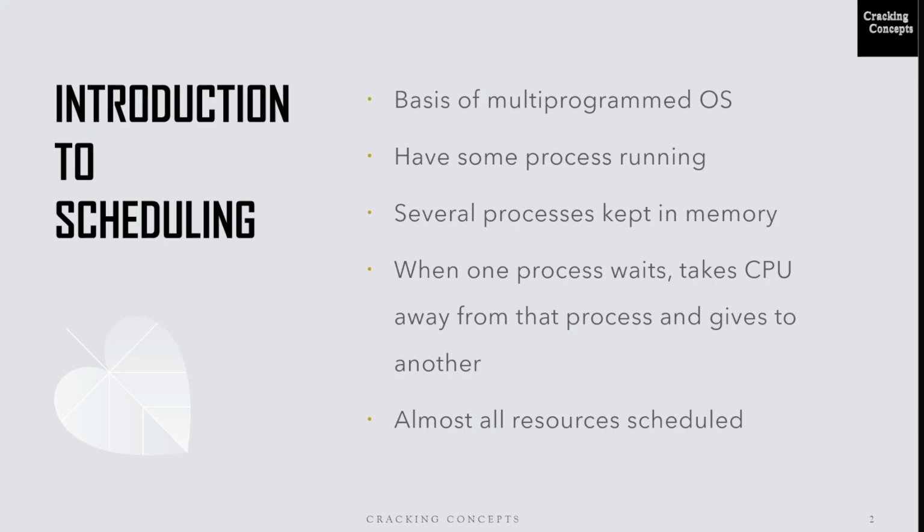Several processes are kept in memory at one time. When one process has to wait, the operating system takes the CPU away from that process and gives the CPU to another process. This pattern continues. Almost all computer resources are scheduled before use.